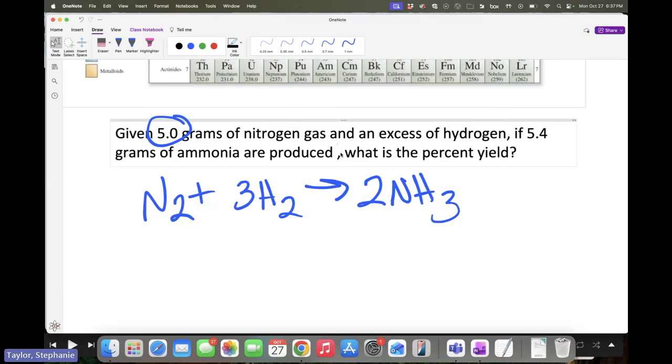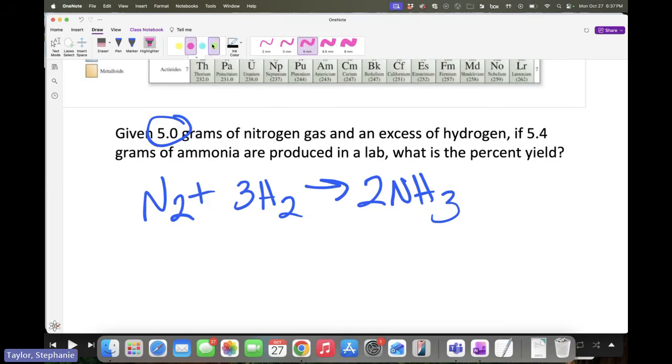Are produced in a lab. Let me add that line. So usually we try to add some line about produced in a lab, or sometimes we'll add names.